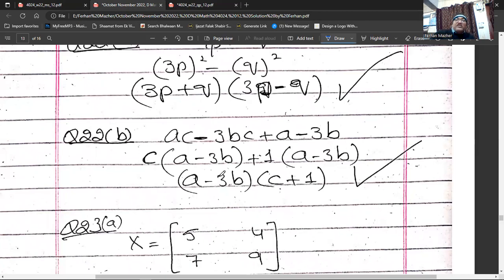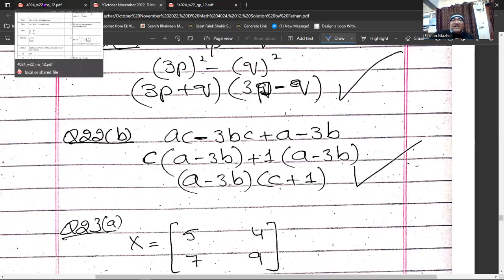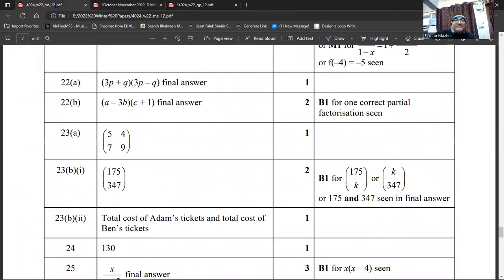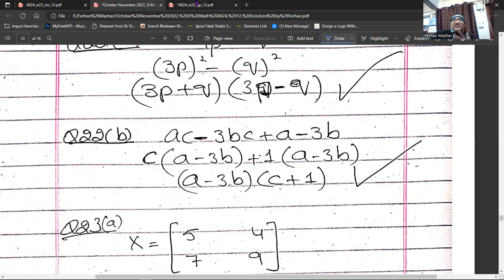From this term and from this term, the bracket A minus 3B is common. So from here, you will have C, and from here, you will have plus 1 in the other bracket. So this is how you will factorize question number 22, B part. Let's check. So our answer is right. You can see, yeah, right. The solution is showing up.